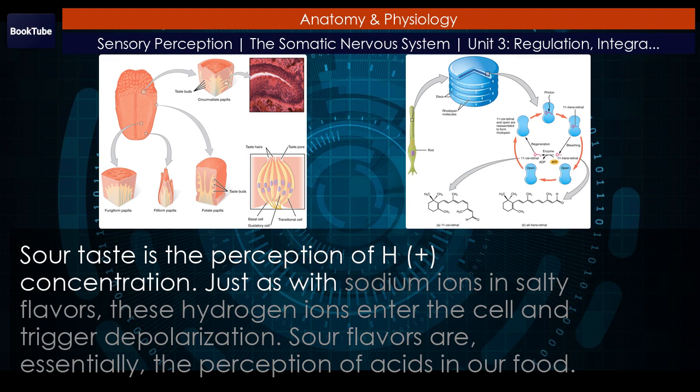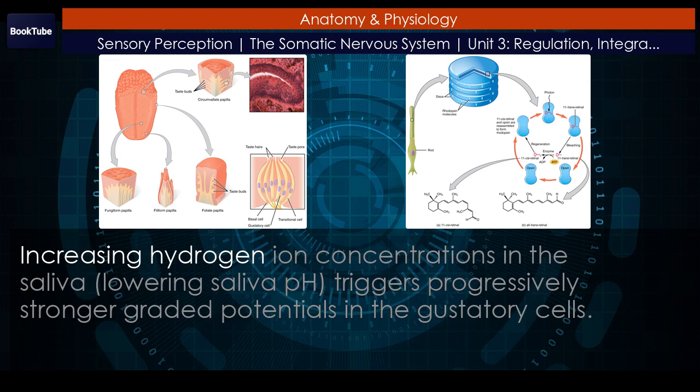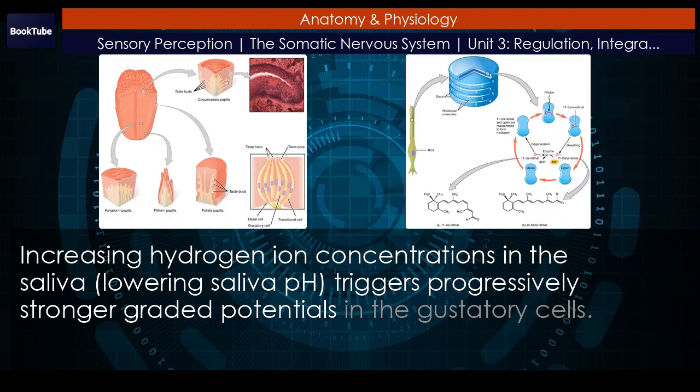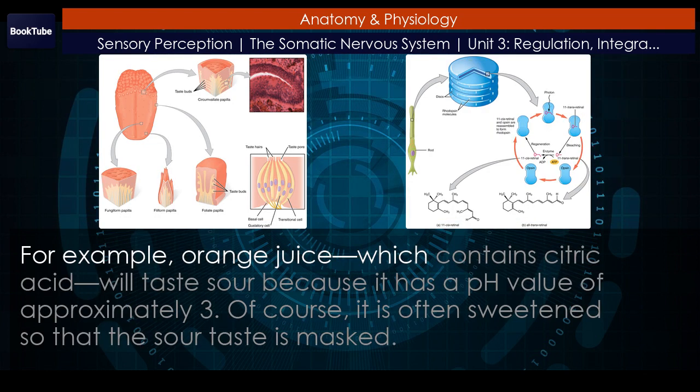concentration. Just as with sodium ions in salty flavors, these hydrogen ions enter the cell and trigger depolarization. Sour flavors are, essentially, the perception of acids in our food. Increasing hydrogen ion concentrations in the saliva, lowering saliva pH, triggers progressively stronger graded potentials in the gustatory cells. For example, orange juice, which contains citric acid, will taste sour because it has a pH value of approximately 3.